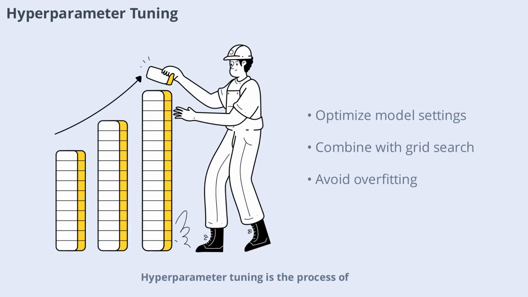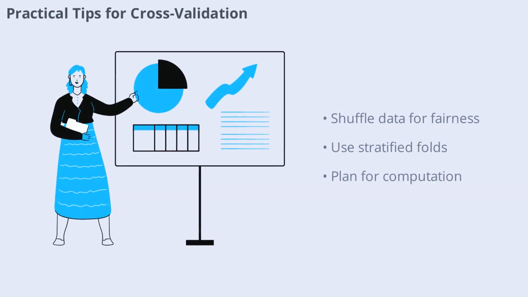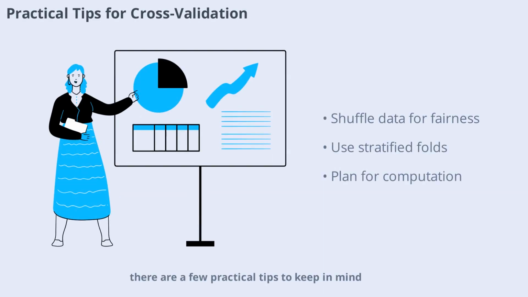Hyperparameter tuning is the process of finding the best settings for your model. Cross-validation plays a key role here by providing a reliable way to evaluate each combination of hyperparameters. Techniques like grid search or random search combined with cross-validation help you optimize your model without overfitting to the training data.